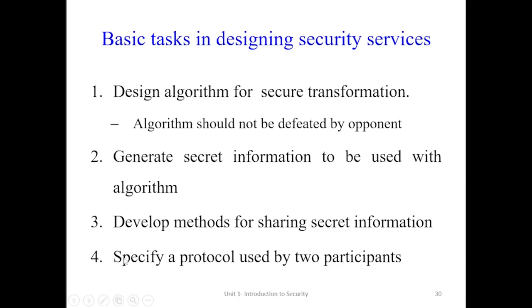And the fourth task is there is a need of specifying a protocol, and that protocol should be used between those two parties in a secure manner. So here the security protocol means the information channel selection. There are different types of protocol mechanisms available, which are all used for finding the best path for transformation of information. So these 4 main tasks should be considered for designing these security services.